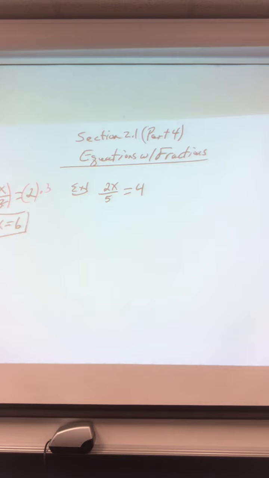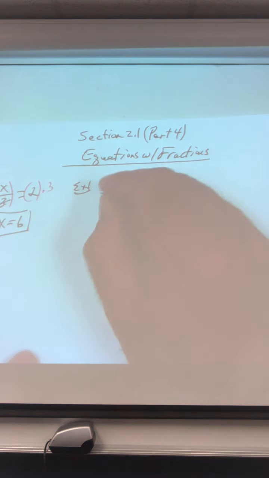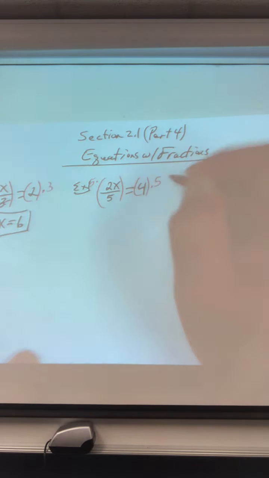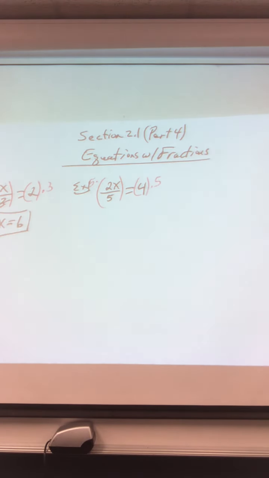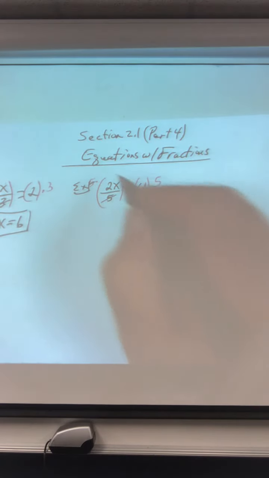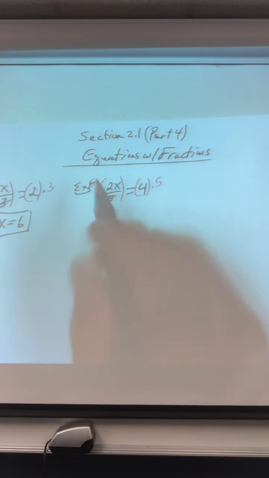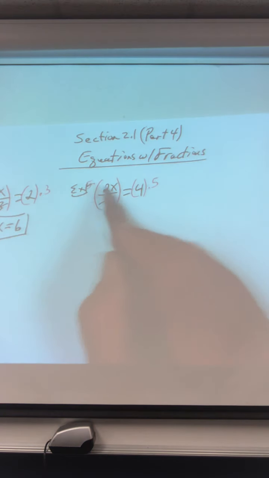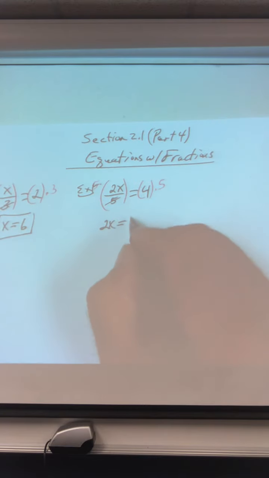Well, now what I do is multiply both sides by 5. But whatever I do to one side, I have to do to the other. Now, when I do this, the 5's cancel. 5 goes into 5, and it doesn't leave a nothing. It leaves a 1. But then 1 times 2x is just 2x equals, and then of course 4 times 5 is 20.